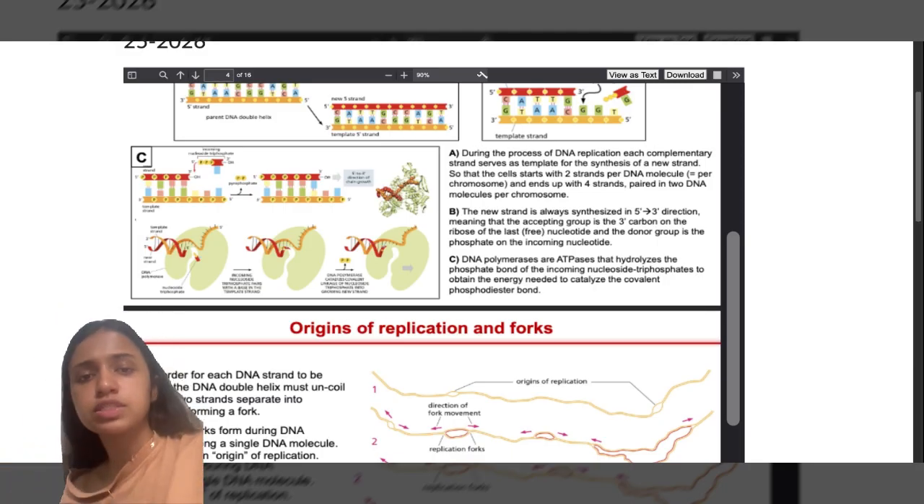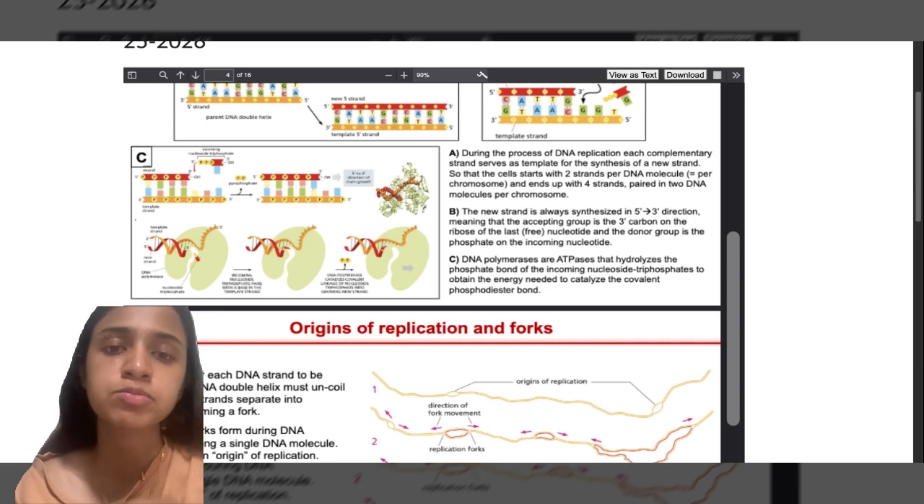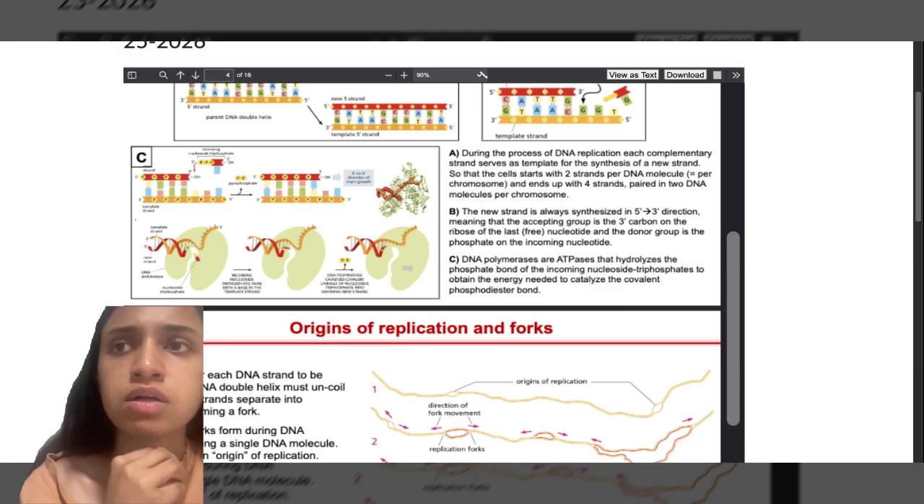And these new strands are always synthesized in the 5' to 3' direction. We know that synthesis happens from 5' to 3' direction, whereas addition would be.